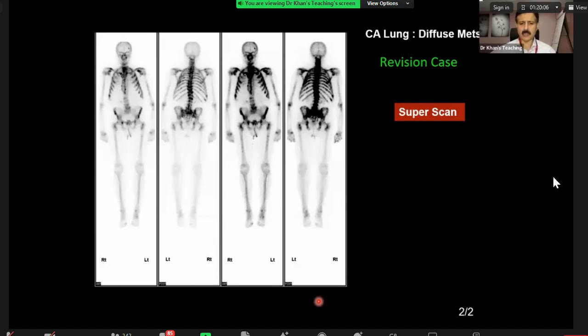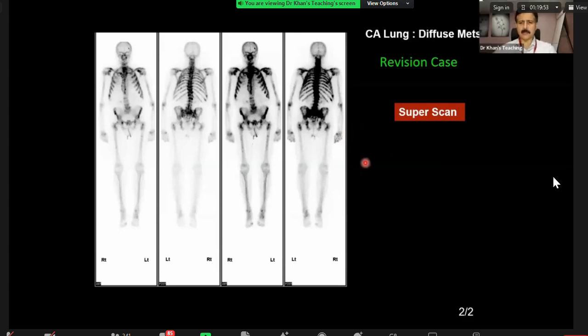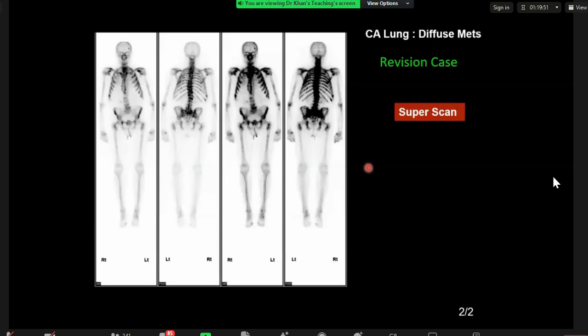Can you hear me? Hi. Okay. And can you see my screen, this super scan slide? Yeah. Okay.